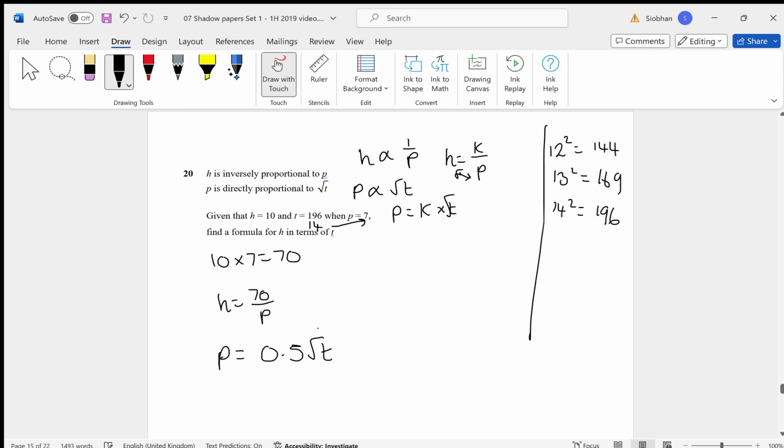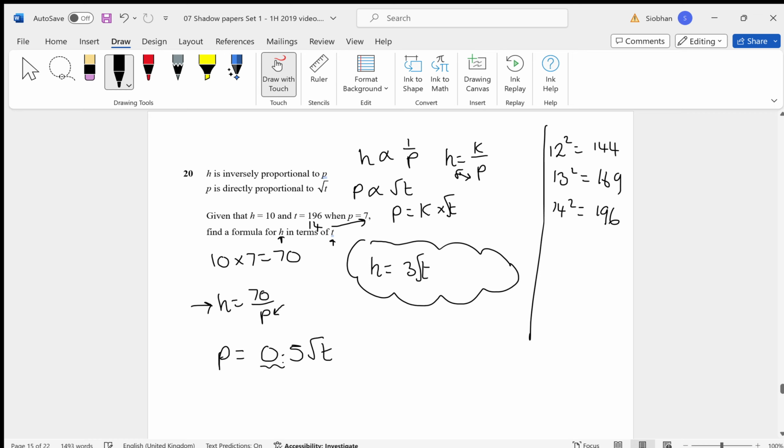We've got those two formulas. Now what we need to do is write a formula for H in terms of T. What that means is you want to have H equaling, and then on the right hand side only T, so it could be like 3 root T, whatever. It has to have only T's in it, okay? So to do that, we need to combine these two here. Now what we want is H equals everything else. So that one's fine, H equals, but we need to turn this P into a T.